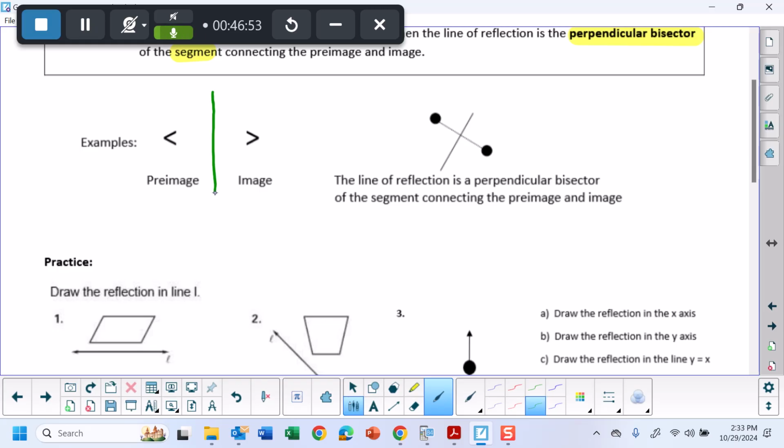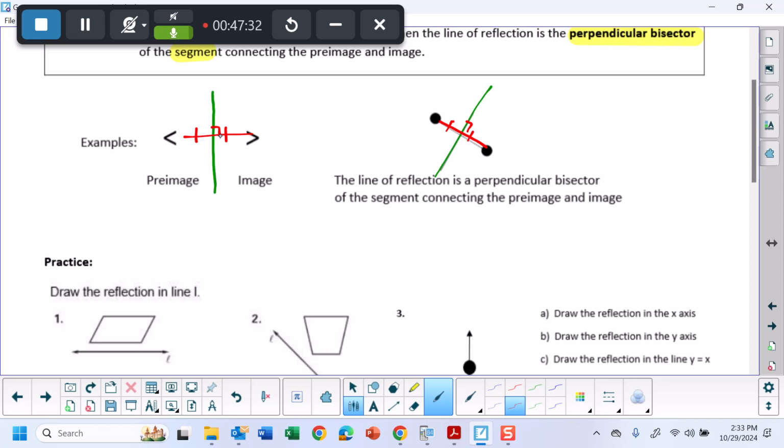It's not always going to be vertical or horizontal. You see I have a diagonal line. And do you see that this dot is flipped over the line? This green line is the perpendicular bisector of this red line. Perpendicular, 90 degrees; bisector, it's going to cut that line in half. And here's what's important: the thing that is reflected is going to be equidistant from that line of reflection.